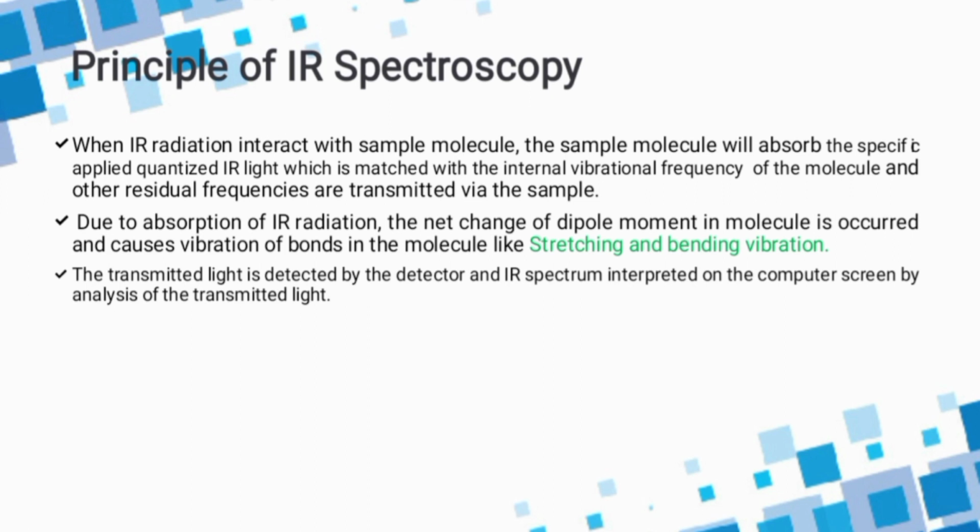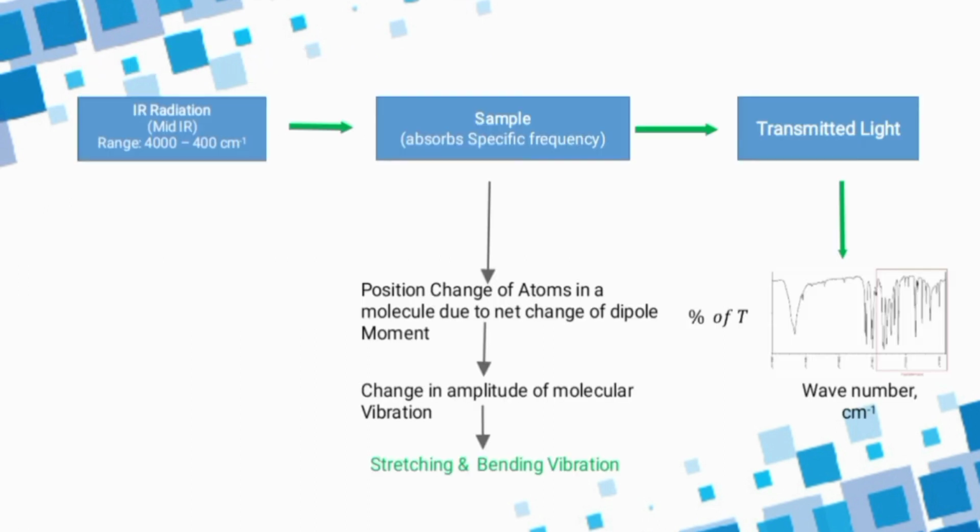Principle. What is the principle? When the IR radiation interacts with the sample, the molecule will absorb the specific applied IR light which matches the internal vibrational frequency of the molecule, and the other residual frequencies are transmitted via the sample. Due to the absorption of infrared radiation, a net change of the dipole moment in the molecule occurs and causes vibration of the bonds in the molecule, like stretching and bending vibration.